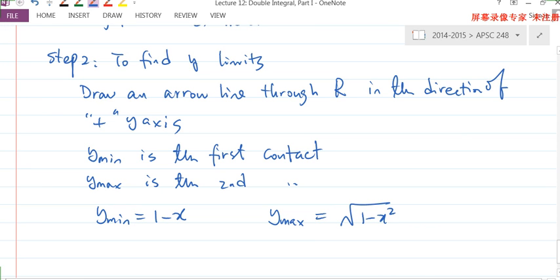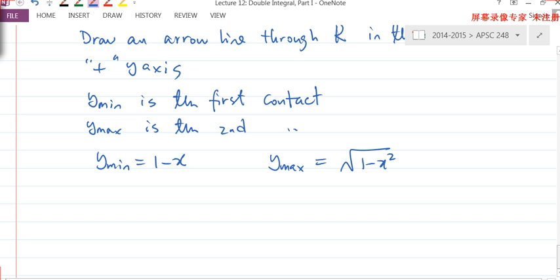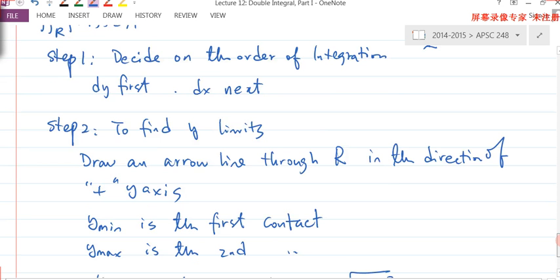And if you have some other kind of region, it's the same idea. The first contact, the curve expressed in terms of x. Second contact, the corresponding curve expressed in terms of x. Okay, so that's step number 2.